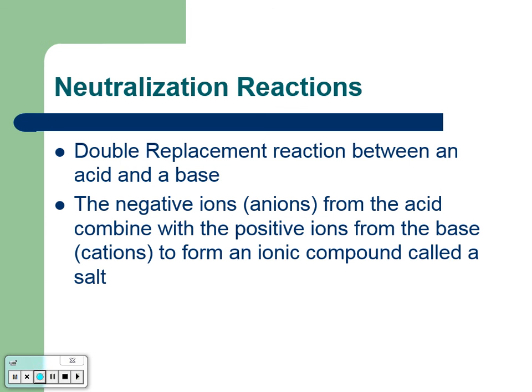So anyway, just like it says, in a double replacement reaction, cations and anions are replaced or flipped around, and they form an ionic compound called a salt. But something that is characteristic of a neutralization reaction is that it always produces water.